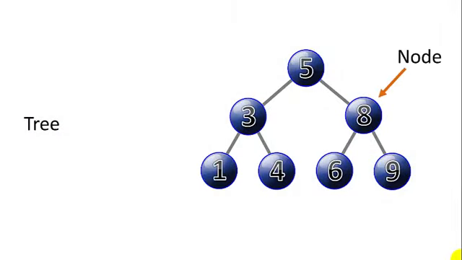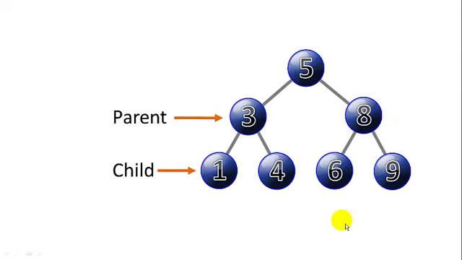So a tree is a collection of nodes with edges that connect them. The nodes are organized into levels, and the top level is called the root node. Each node can have child nodes. In this case, the 3 is a parent node, and it has a left child and a right child. And the left and right child are called siblings because they share the same parent. The 1, 4, 6, and 9 nodes here are called leaf nodes because they don't have any child nodes.